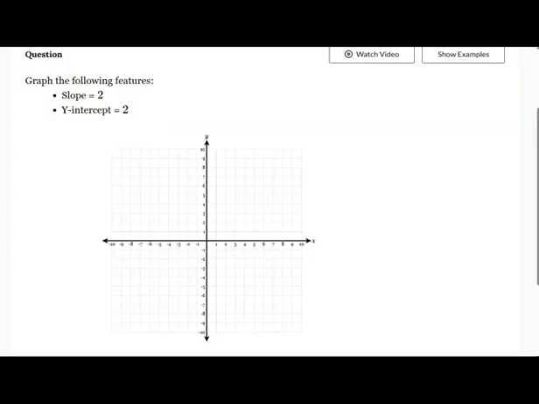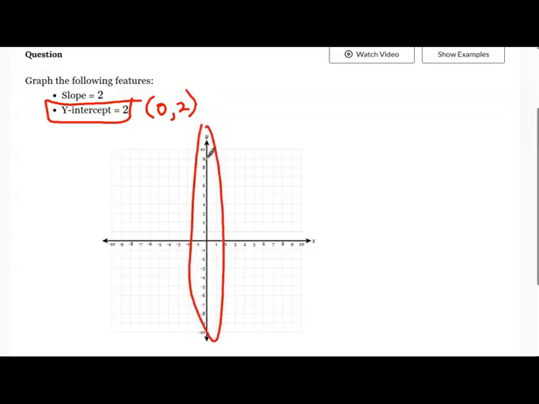Remember that in order to graph a line, you start first at the y-intercept point. The y-intercept point is a value that lies on the y number line axis. So if the y-intercept is 2, that means it is the point 0, 2. And you would click once with your mouse here.